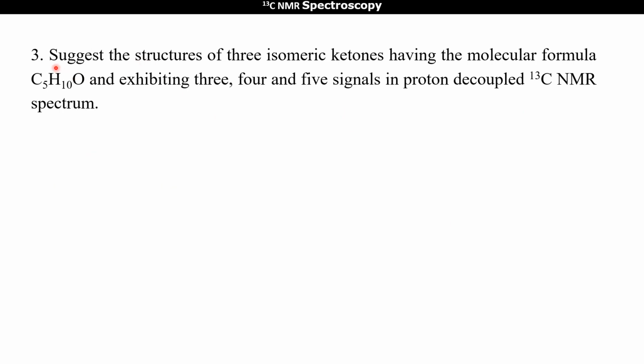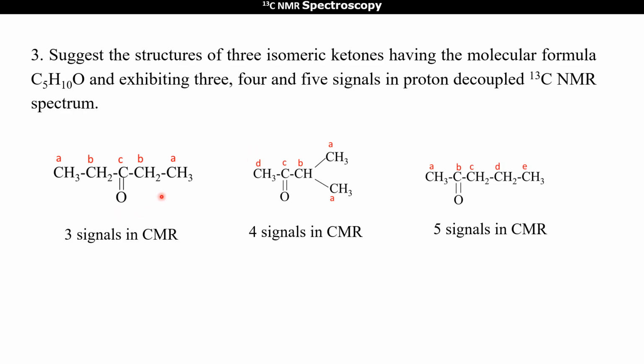The next example, question number 3: suggest the structures of three isomeric ketones having the molecular formula C5H10O and exhibiting 3, 4 and 5 signals in proton decoupled 13C NMR spectra. In case of proton decoupled spectra, we get singlets in the spectra. The molecular formula C5H10O has three isomers. This is isomer number 1, 2 and 3.